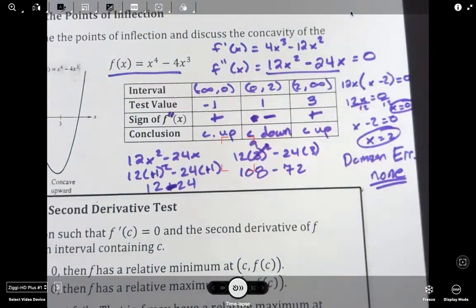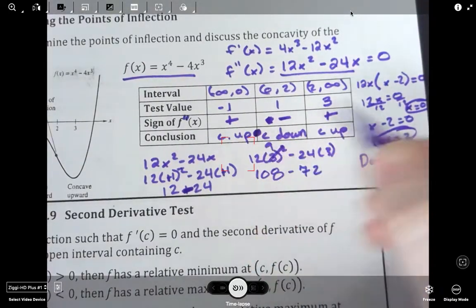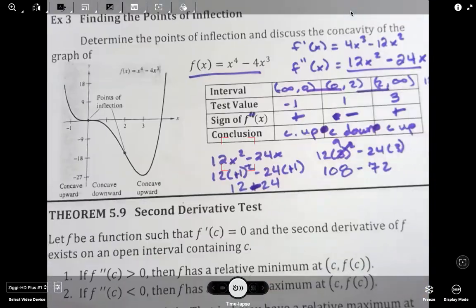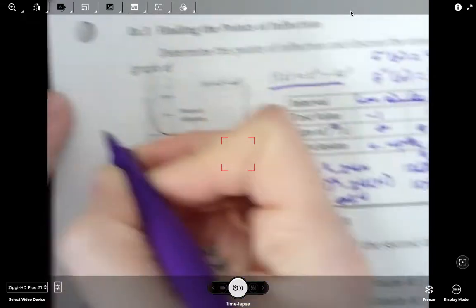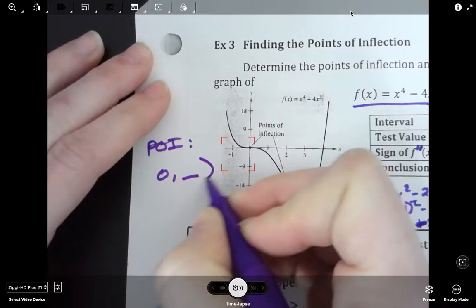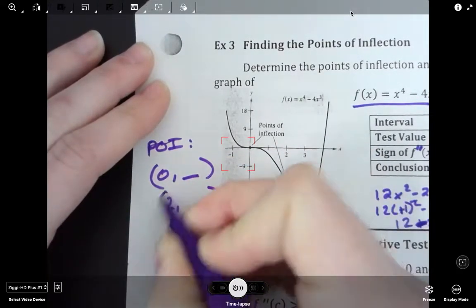Since none of those are domain errors, I'm going to have a POI here and a POI here. So at 0 and at 2 are going to be both points of inflection. I'll write that over here. POI is going to be at 0 comma something and at 2 comma something, okay?